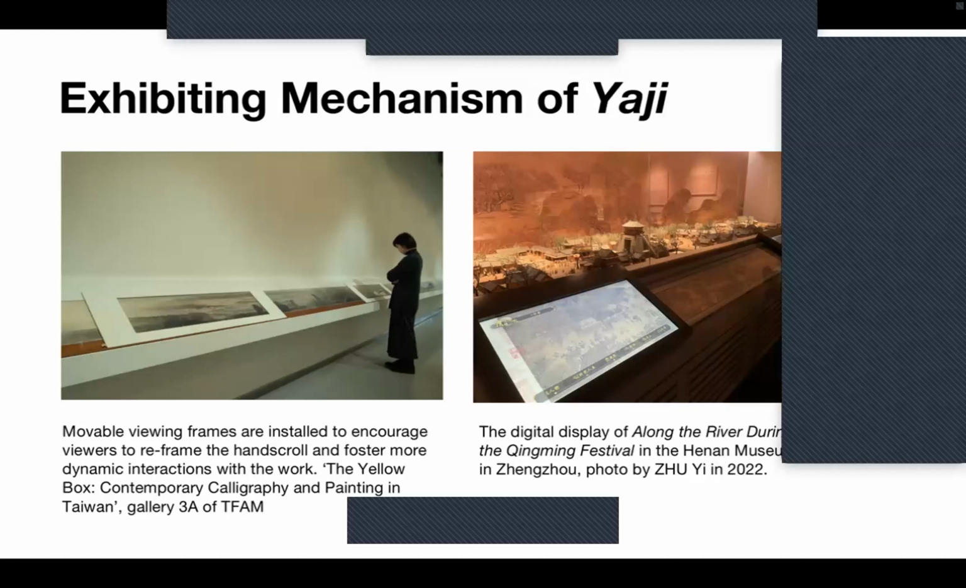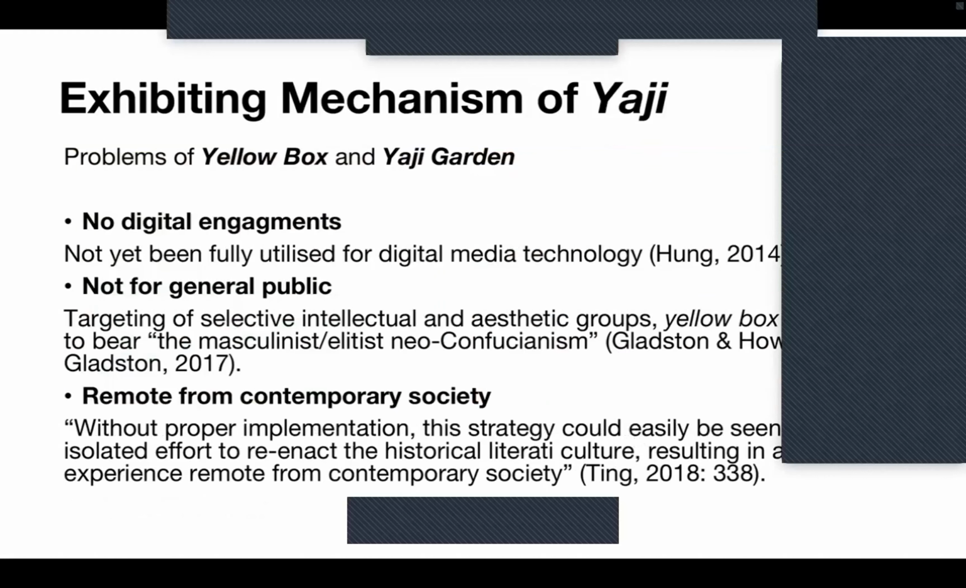And now we can see a different example here from the Henan Museum in China, which uses digital moving screens to replace a movable one. So, well, the Yellow Box and the Yaji Garden projects need to reconsider strategies to encourage broader audiences, as some scholars argue. Firstly, it's not fully applying digital media technology. Secondly, its target audience is perceived as limited and elitist. And thirdly, the project risks being viewed as isolated efforts to reenact historical culture, requiring relevance to contemporary society.